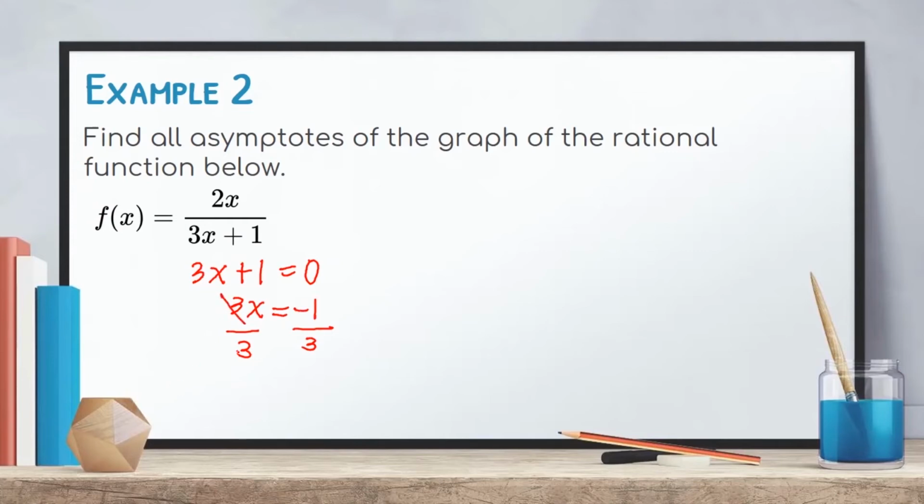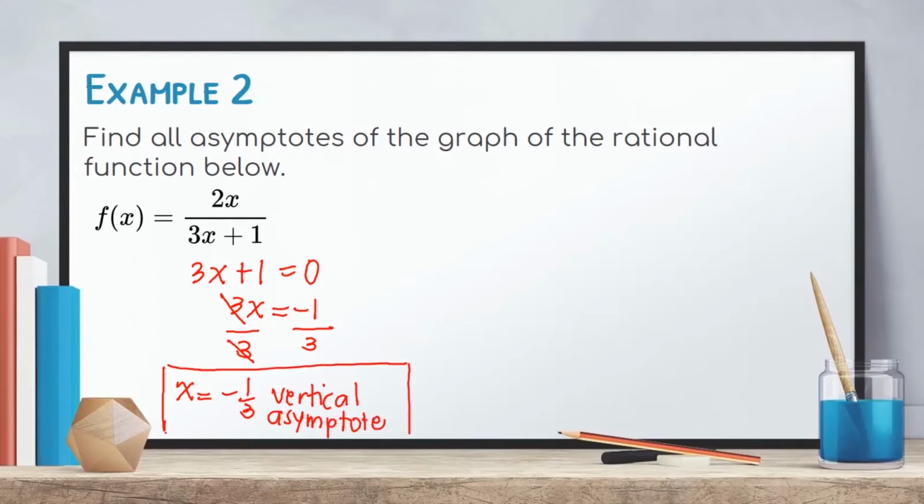Therefore, we will have x equals negative 1/3. Therefore, x equals negative 1/3 is our vertical asymptote. On the other hand, notice that the highest exponent of the variable of the numerator is 1. So therefore, n is equal to 1, and the highest exponent of the denominator is also equal to 1. Hence, we can say that n is equal to m, and this satisfies the second condition.